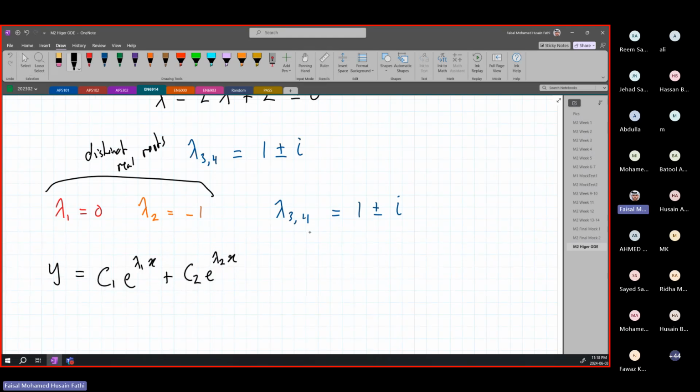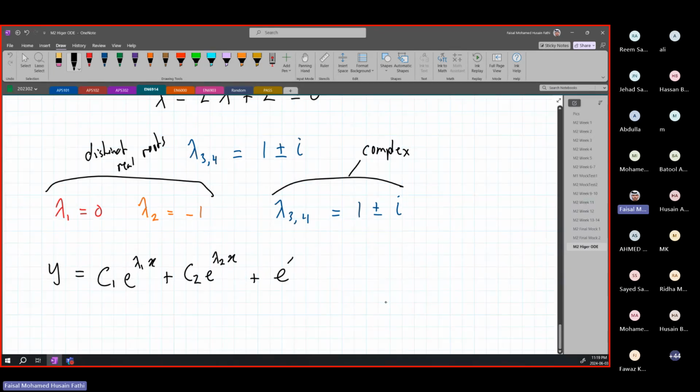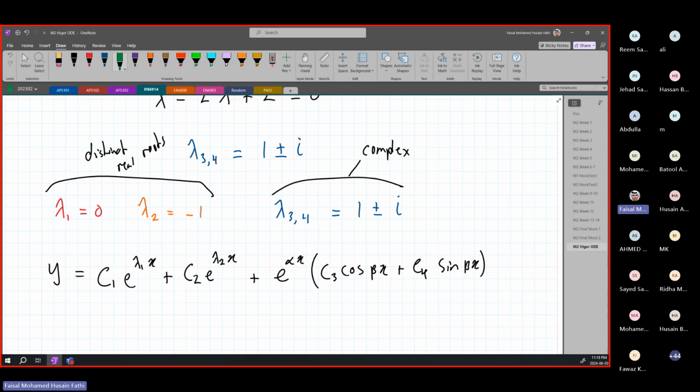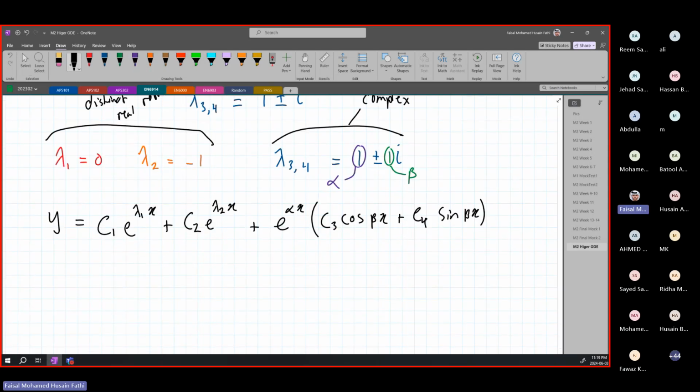Here we have complex, one complex number, which is just going to be plus e to the power of alpha x into c3 cosine of beta x plus c4 sine of beta x, where our beta and alpha are. This is our beta, which is 1 over here. This is beta, and alpha is 1. Plug all of this back into the equation.